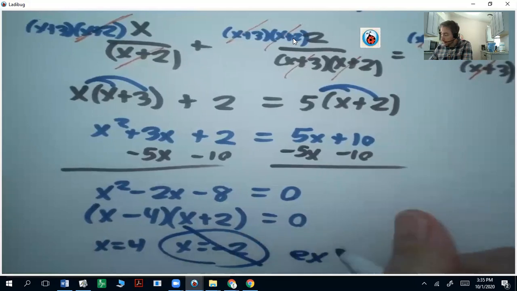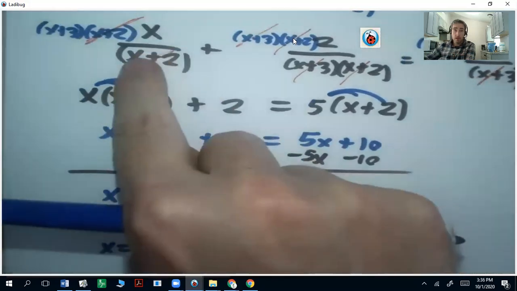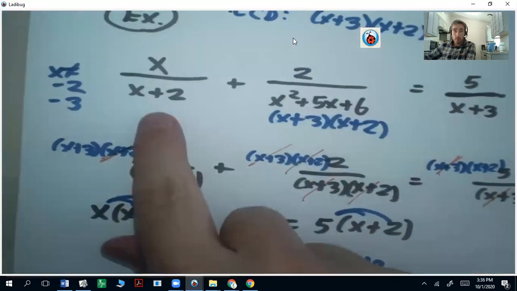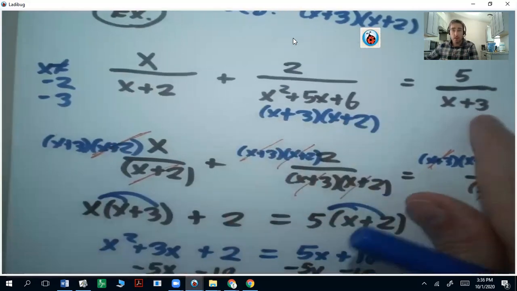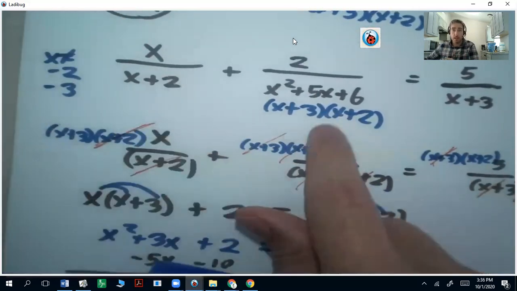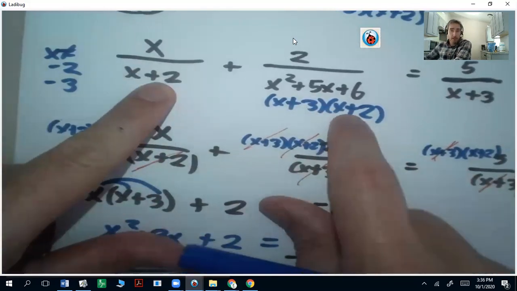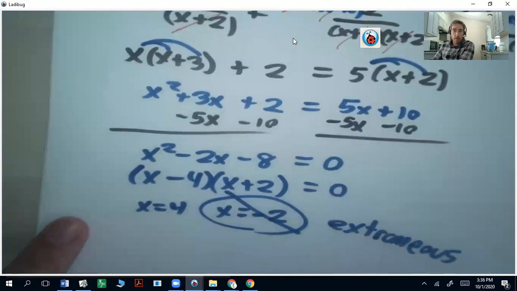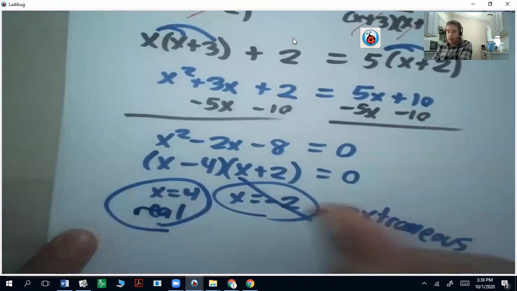But remember, this number here, that's extraneous. So it's not a real solution. It's an extraneous solution, because when we plug it back in here, you get 0, and you can't divide by 0. But you can plug in the 4, that doesn't matter, but the -2 cannot get plugged in, because that'll give you 0 down here in the bottom of these fractions. And so that's going to nullify the whole thing. So this is going to be the real, and this is going to be the extraneous.